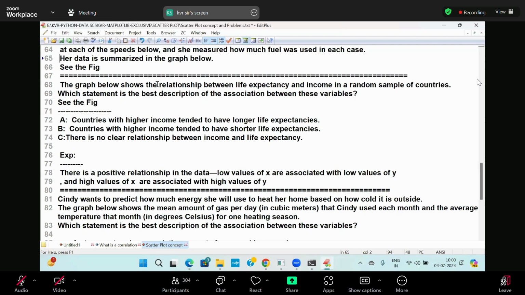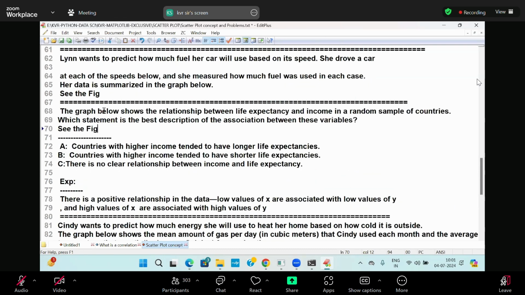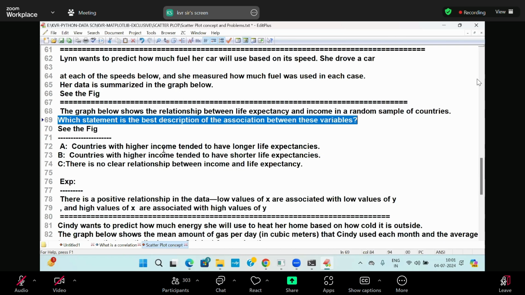The graph below shows the relationship, of course you have seen that. One more example. It shows the relationship between life expectancy and income in a random sample of countries. Life expectancy and earning, a random sample of income in the countries. Which is the best statement for this association I'm giving? Once again, life expectancy and income.